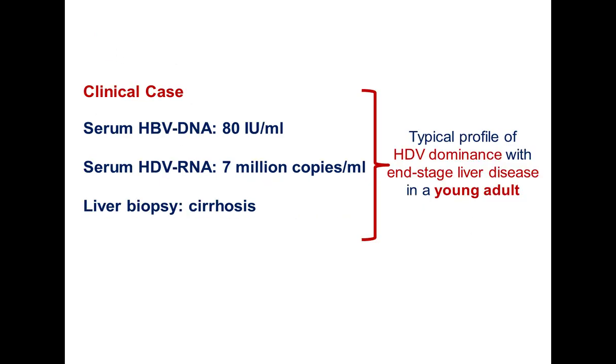Serum HBV DNA was only 80 international units per ml. Conversely, serum HDV RNA was around 7 million copies per ml. Liver biopsy revealed the presence of cirrhosis. So this is the typical profile of HDV dominance with an end-stage liver disease in a young adult.